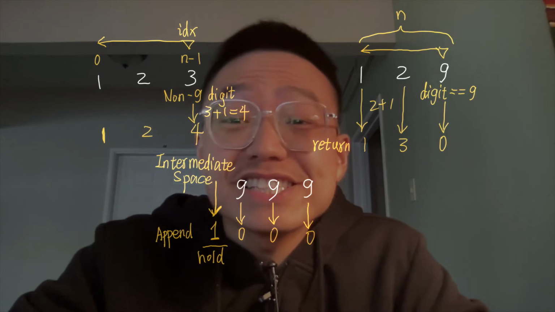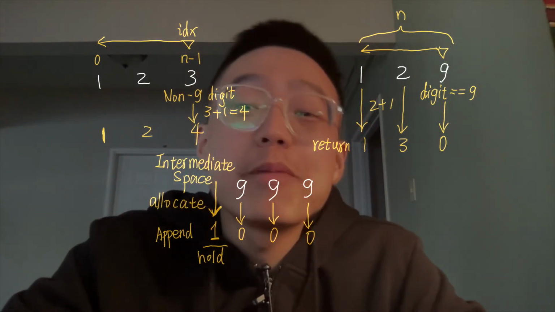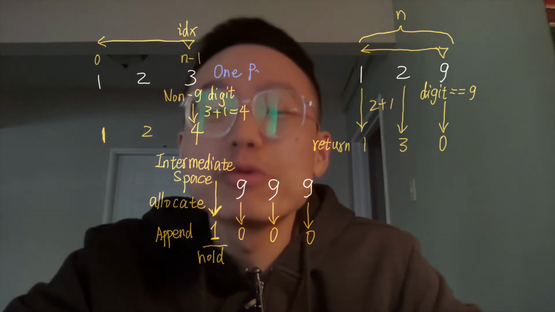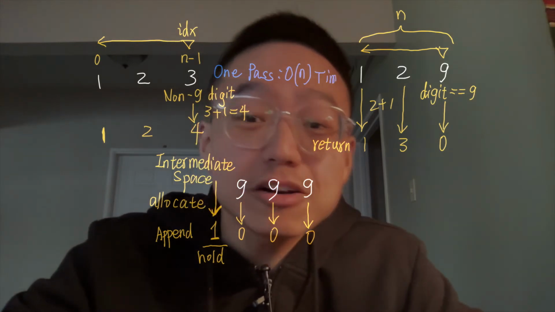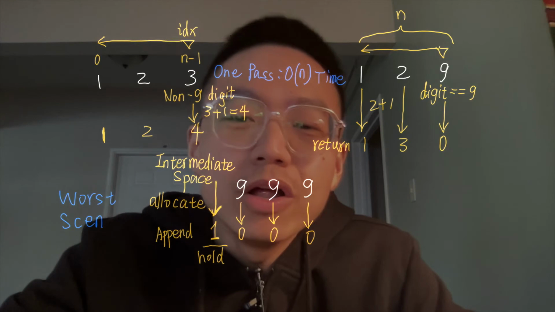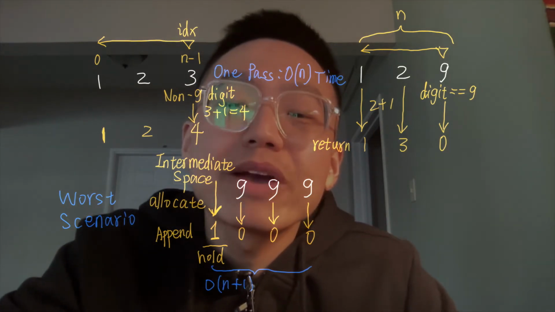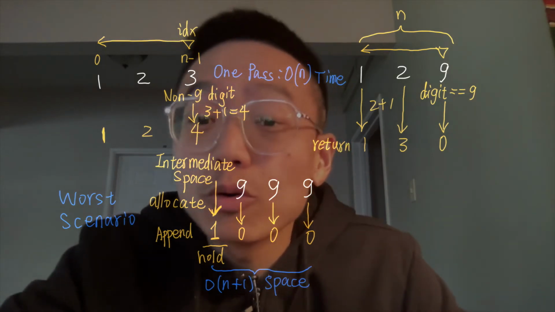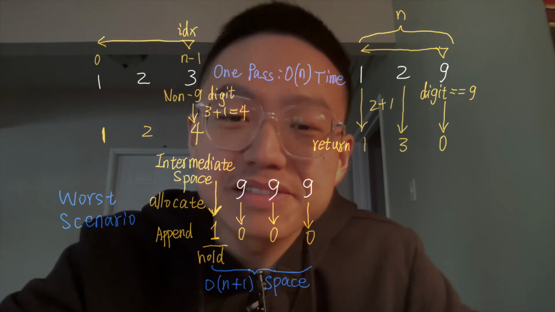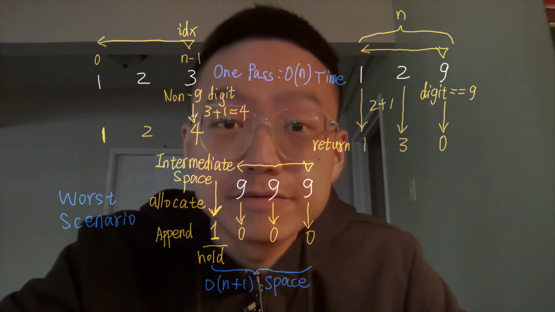But when all digits were equal to 9, now they have all been set to 0. Then we append the digit 1 in front of the other digits and return the result. We operate on the input list itself, but when all digits are 9, this is the worst scenario. Although we perform the operation in place, we will need to allocate an intermediate space to hold the result, which will contain n+1 elements. Hence, the overall space complexity of this algorithm is O of n.